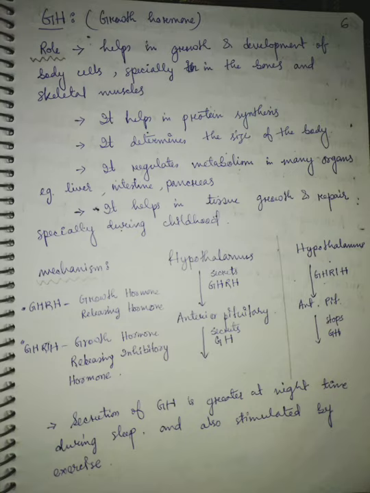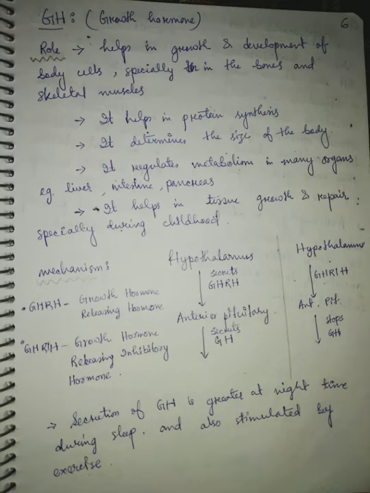It depends upon the secretion of growth hormone in the childhood. The growth hormone amount is increased in the childhood, but it slowly decreases. The secretion of growth hormone slowly decreases in the adult. So it determines the size of the body. It regulates metabolism in many organs, for example liver, intestine, pancreas. It helps in tissue growth and repair, especially during childhood.